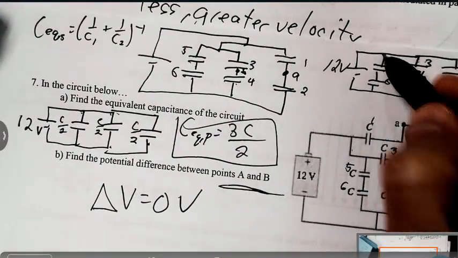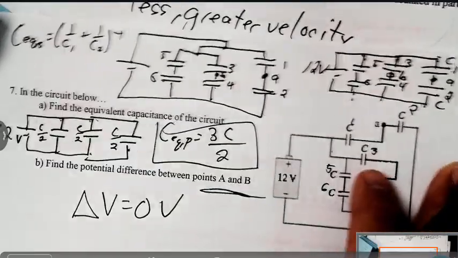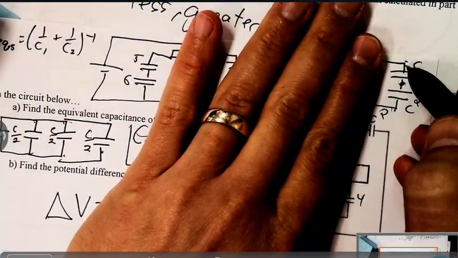So that's the same here. Across these 2 points, 12 volts. Across these 2 points, 12 volts. Across these 2 points, 12 volts. So now let's just focus on this one part.